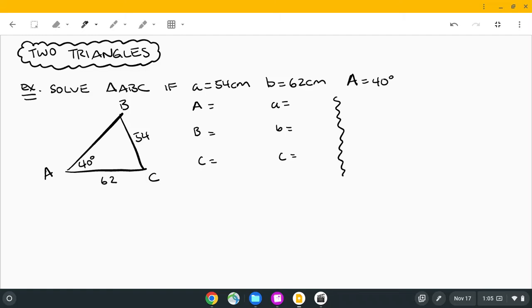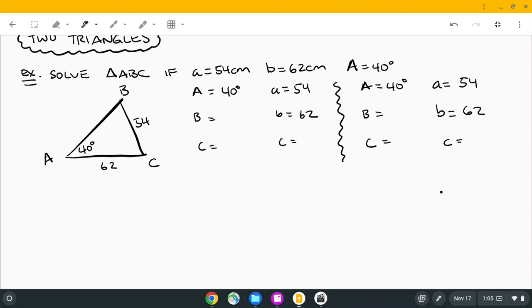Those will be all the numbers for the first triangle. And then over here, we will have all the numbers for the second triangle. Okay. All right. We know these values up here, so let's go ahead and fill these in for both triangles. 54 here, 54 here, 62 here, 62 here, 40 degrees here, and 40 degrees here. Okay, those are going to be set, and then these will be different from each other over here.